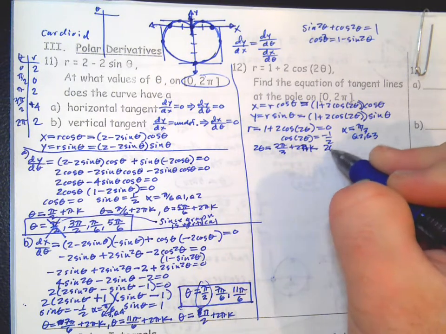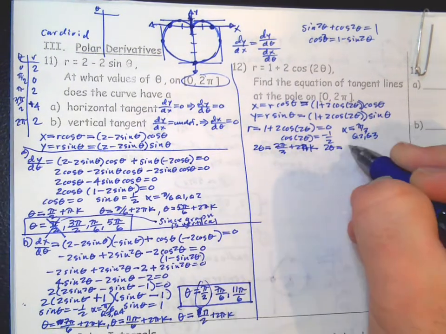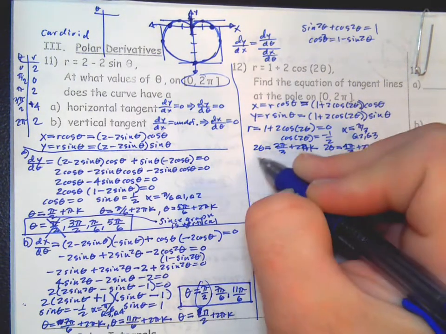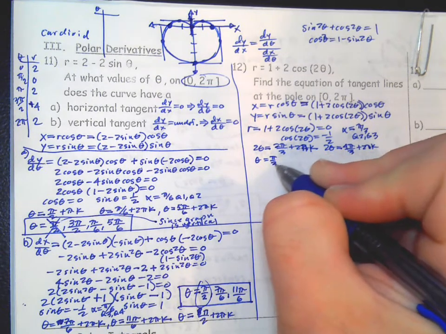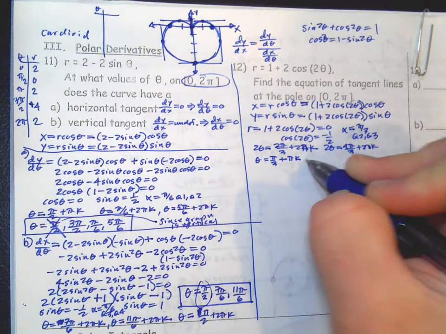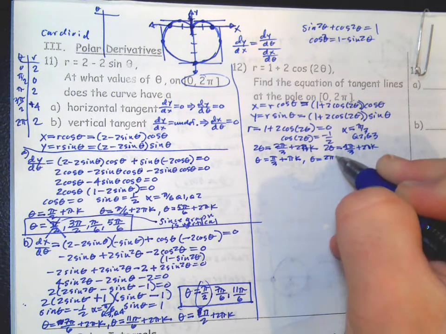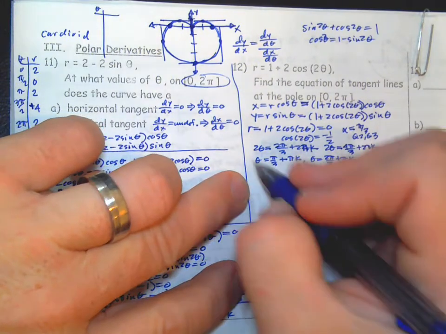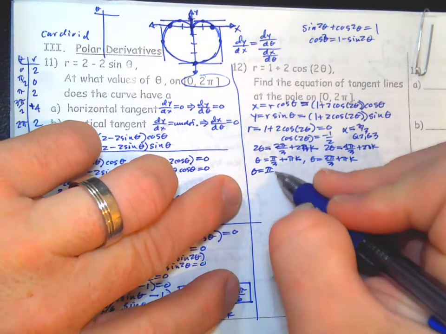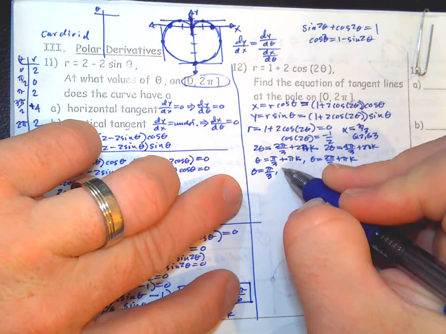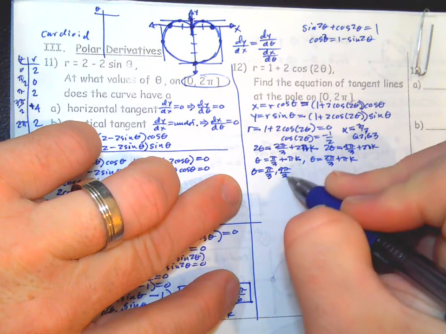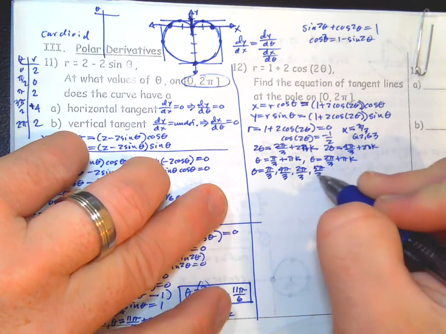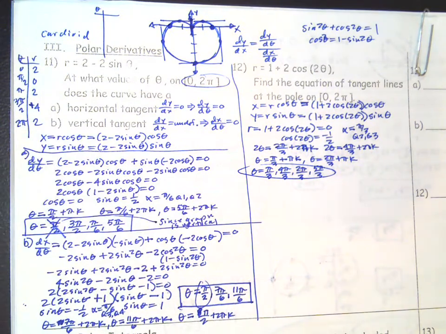And 2 theta equals 4 pi over 3 plus 2 pi k. Theta equals pi over 3 plus pi k. And theta equals 2 pi over 3 plus pi k. And so we're looking at pi over 3, 4 pi over 3, 2 pi over 3, and 5 pi over 3. So those are all the angles that this happens at.